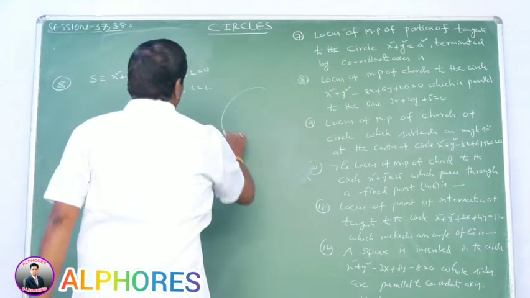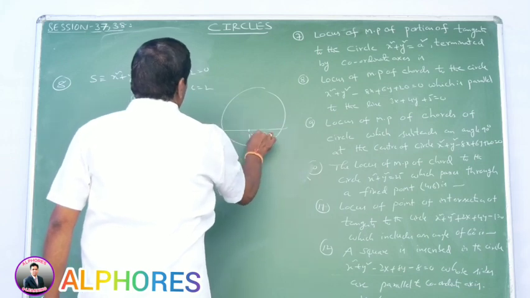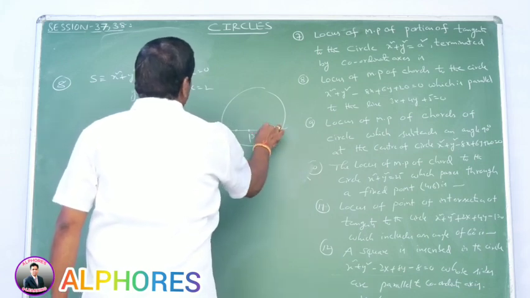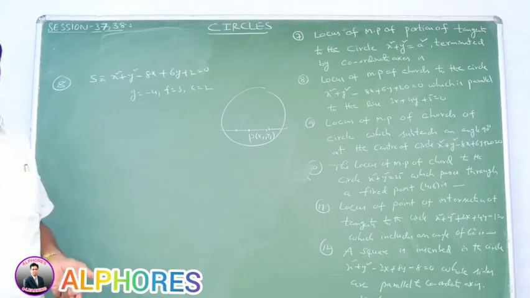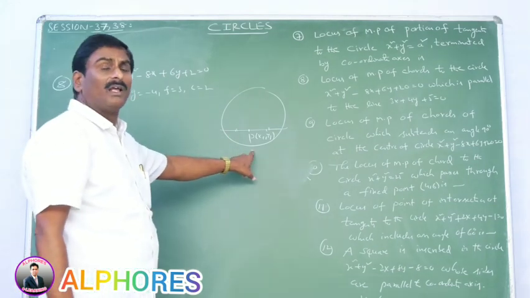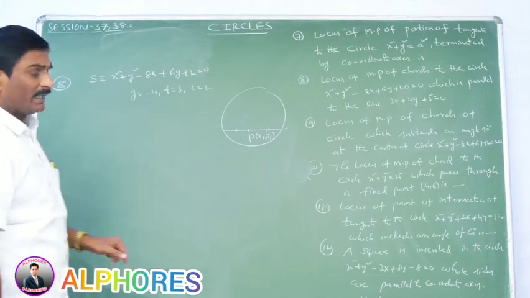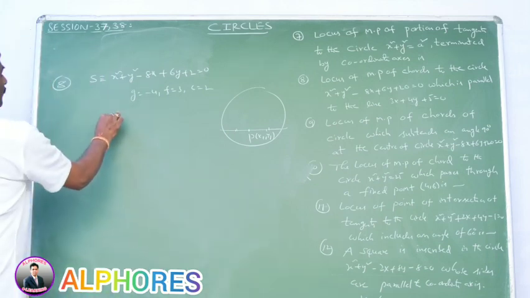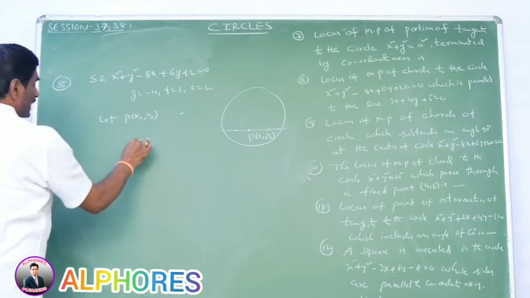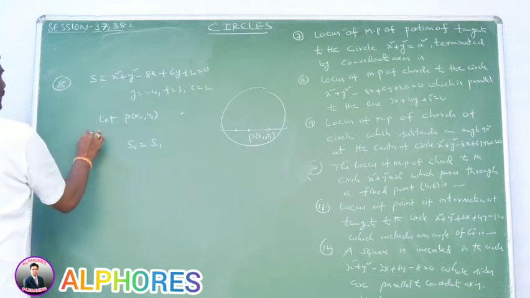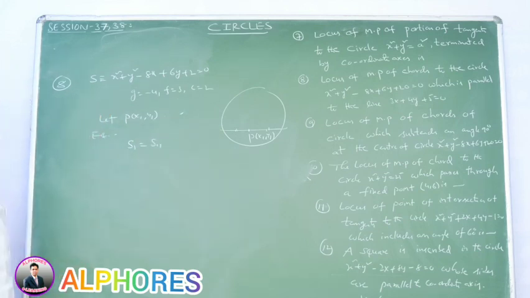It is one of the circle. Say P (x1, y1) is the required locus, that means the midpoint of the required chord. If P (x1, y1) is the midpoint of the chord, what is the equation of the chord? The equation of the chord is S1 is equal to S11.